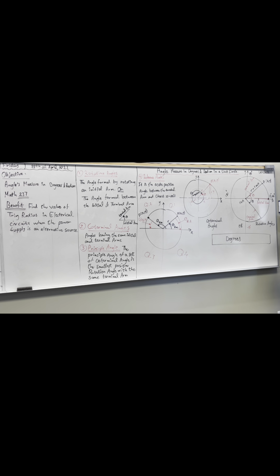Now the terminal arm, if we rotate anti-clockwise, like the theta here, the angle is going to be positive. But if we rotate clockwise, like the theta in here, the angle is going to be negative. So basically we have a rotation angle here that is positive and the rotation angle here is negative. Of course, as I mentioned, the first one is anti-clockwise and the second one is clockwise.